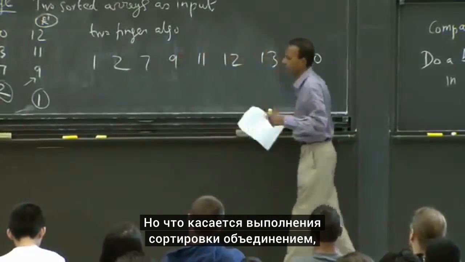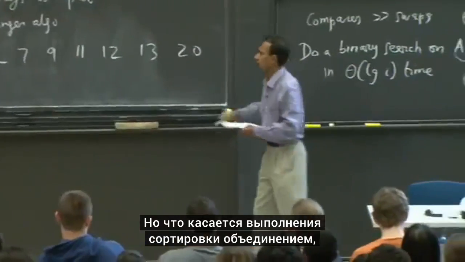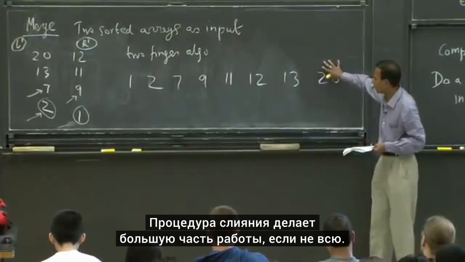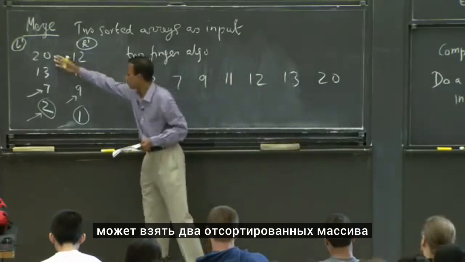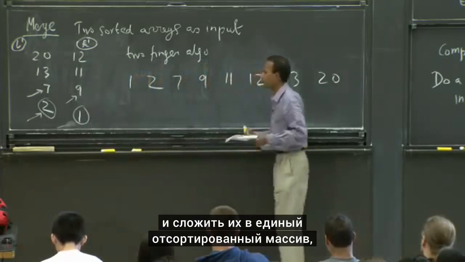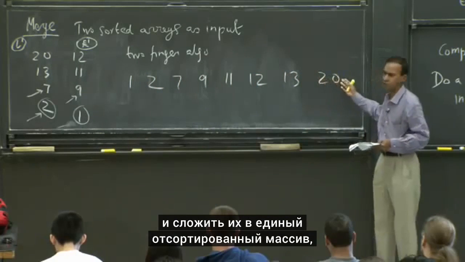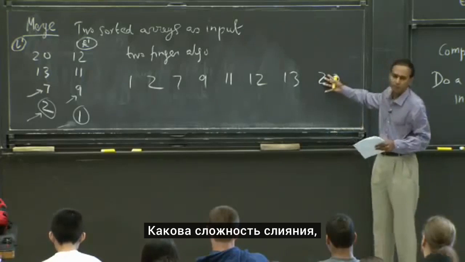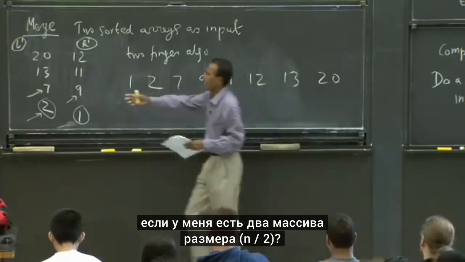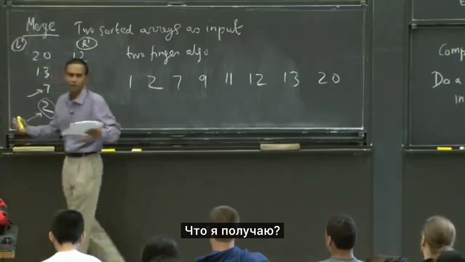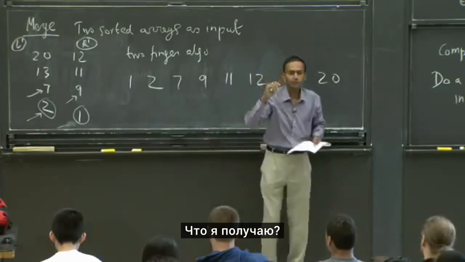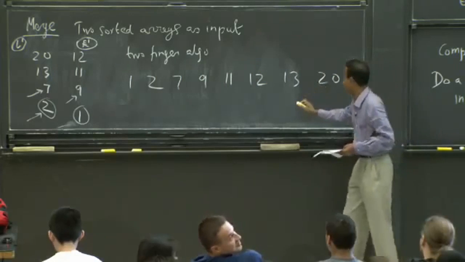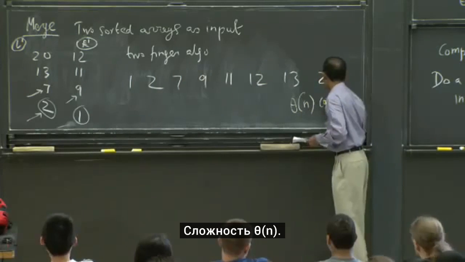But to finish up in terms of the computation of merge sort, this is it. The merge routine is doing most, if not all, of the work. And this two-finger algorithm is going to be able to take two sorted arrays and put them into a single sorted array by interspersing or interleaving these elements. And what's the complexity of merge? If I have two arrays of size n over 2 here, what do I have? Yeah. N. All right. We'll give you a cushion too. Theta n complexity.